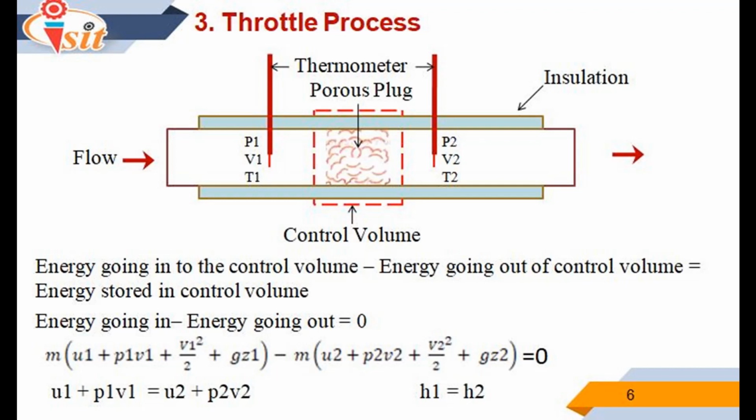As per this, the stream of gas at high pressure P1 flows in through one side of a porous plug completely insulated from the surroundings and comes out of the porous plug at lower pressure P2. As per this experiment, the equation becomes: the energy going into the control volume minus the energy going out of the control volume is equal to the energy stored in the control volume, meaning the remaining energy.